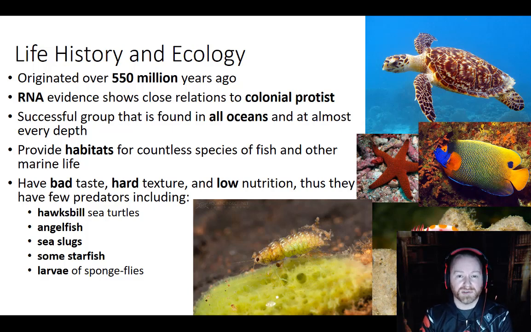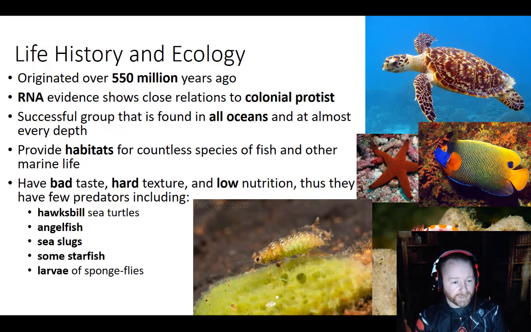Because remember, sponges are just a loose gathering of cells that works together for their common good. And we start seeing that in some of the fossil record with colonial protists, which are those collar cells. So RNA evidence shows that they're closely related to colonial protists. So again, colonial protists are the ancestors of all modern day animals. This is a very successful group. They're found in all oceans at almost every single depth. So that's a very good adaptive radiation for this phylum. It shows they're able to make do and survive pretty much anywhere.